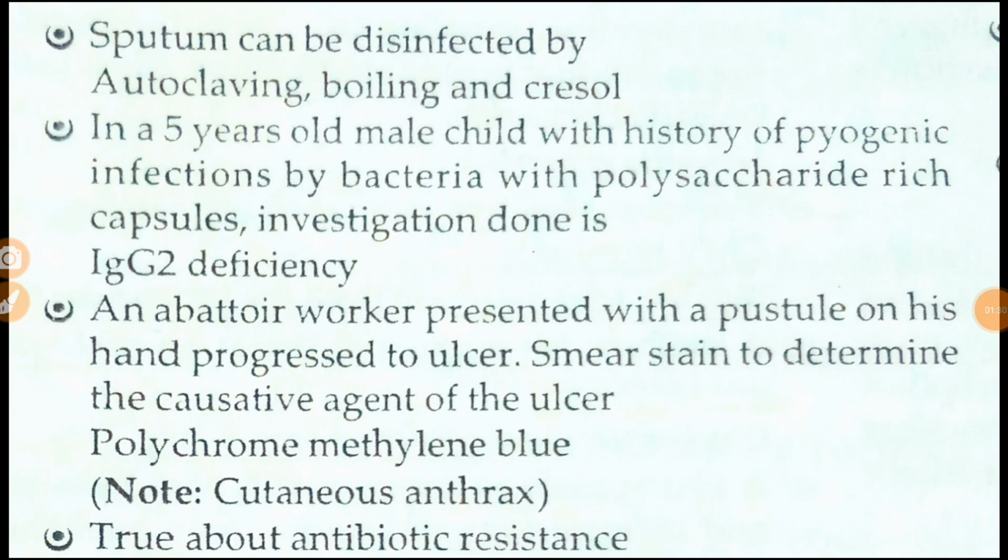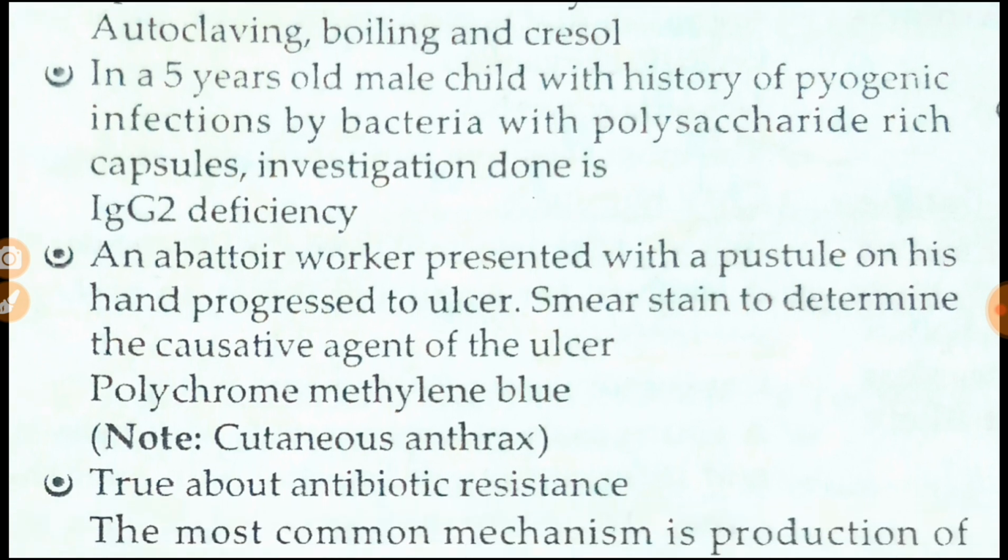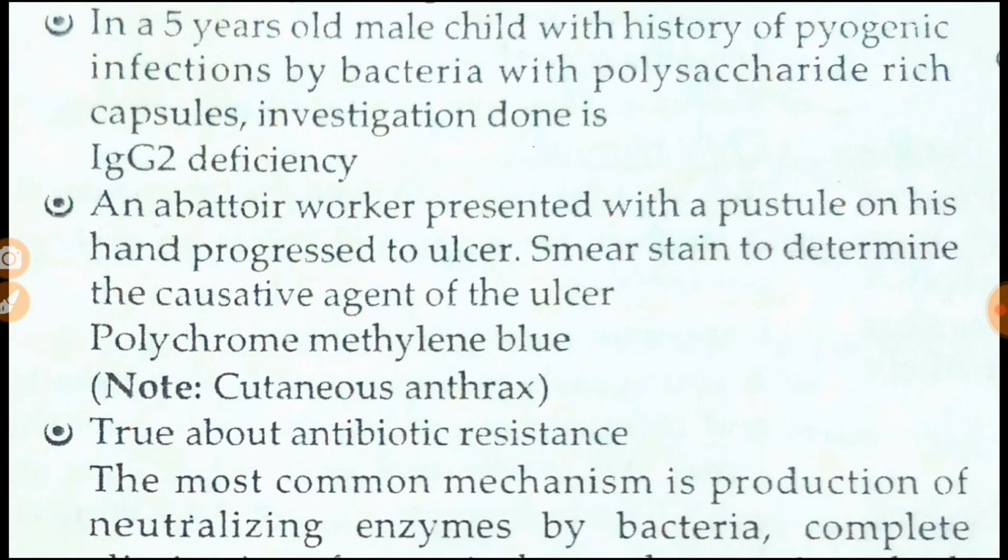Sputum can be disinfected by autoclaving, boiling and cresol. A 5-year-old male child with a history of pyogenic infections by bacteria with polysaccharide-rich capsule: the investigation is for IgG2 deficiency. Next, an abattoir worker presented with a pustule on his hand that progressed to an ulcer. The smear stain to determine the causative agent is polychrome methylene blue, for cutaneous anthrax.